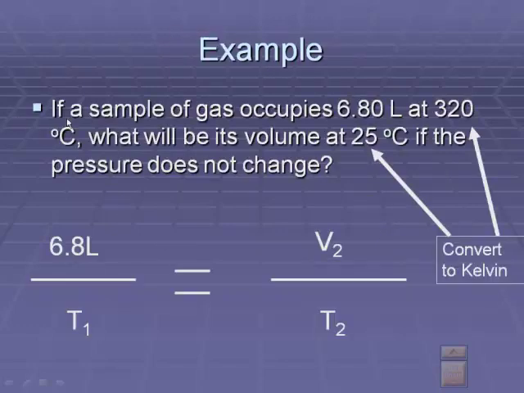Here's an example. If a sample of gas occupied 6.80 liters at 320 degrees Celsius, what will be its volume at 25 degrees Celsius if the pressure does not change? Now, if you remember previously, I showed you a slide. What is the unit that you should be using for temperature? It should be in Kelvin. So how do you change these temperatures to Kelvin? Do you remember what absolute zero was? Negative 273.15. So how do we get these to change into Kelvin? You guys should totally remember that.